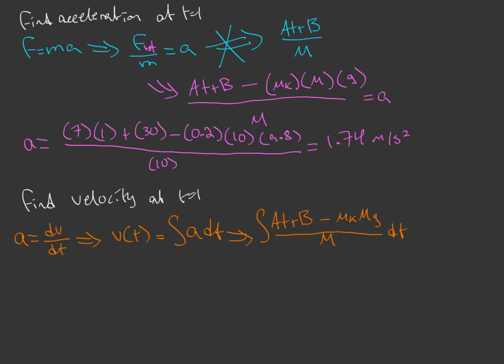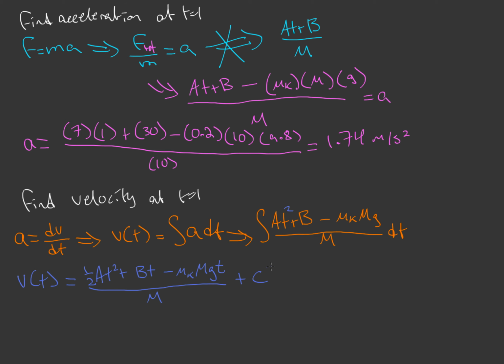If we do that integral, we end up getting velocity equal to 1/2 At squared, because if you integrate t, you go to the second power and then divide by 2, plus Bt, since it's a constant you add a t to it, minus the coefficient of friction times mass times gravity times t, all over m, which is a constant. And then we have a plus C. We have a constant, since this is a general integral. It's not a definite integral.